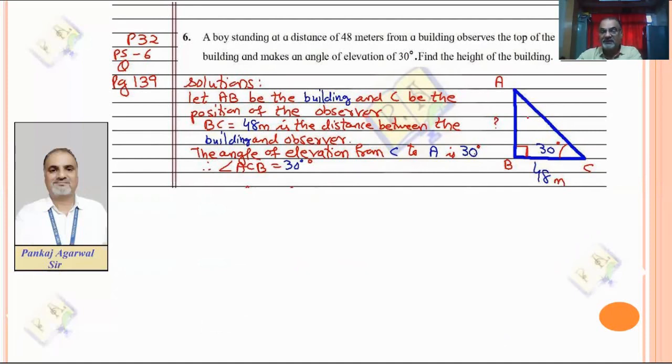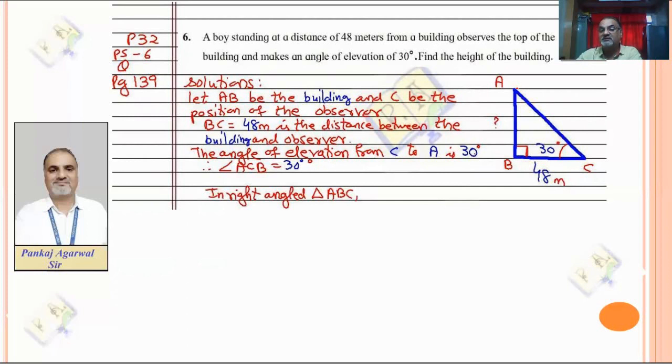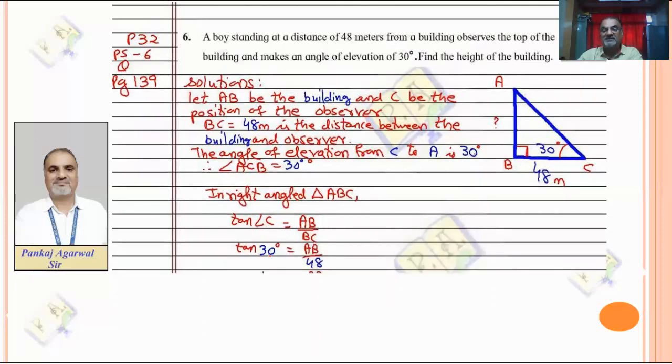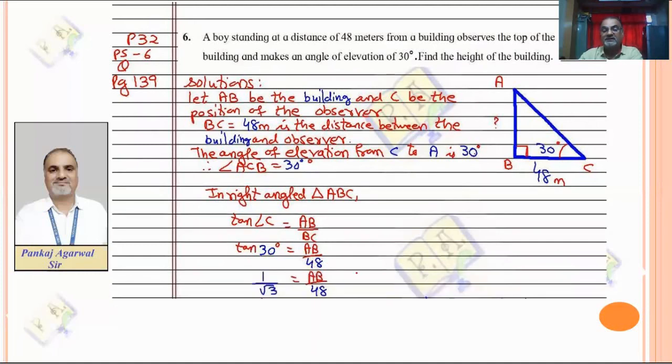So whenever we write the answers, we start: in right angle triangle ABC, again opposite side is asked and adjacent side is given. Tan angle C is AB upon BC. So angle C is 30 degrees. Therefore, tan 30 degrees is AB upon 48. Tan 30 degree is 1 upon root 3.